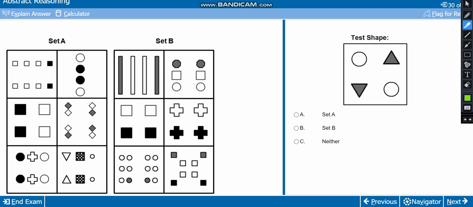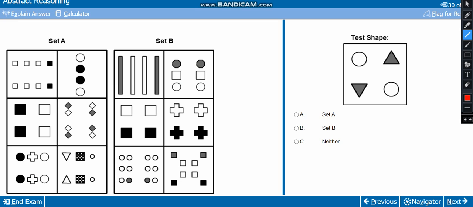The first thing I noticed when looking at this question was how organized everything was. We see here we've got all these rectangles in a very organized manner. We see here we've got all these shapes in a very organized manner. Here, very organized. And in the abstract reasoning section, whenever you see this large amount of organization, most of the time an element of reflection is being involved here.